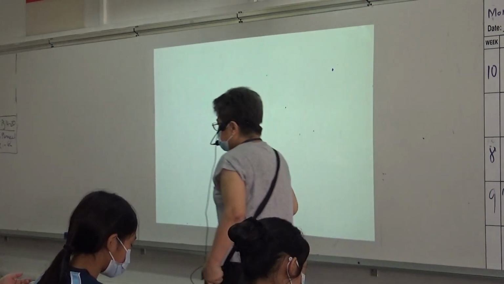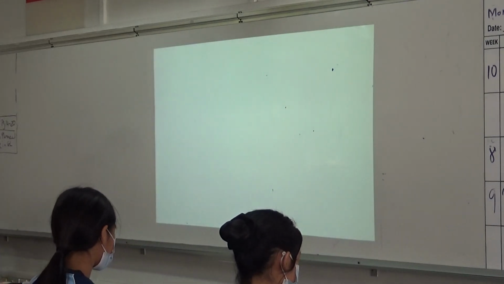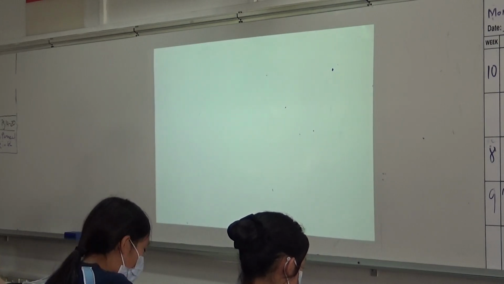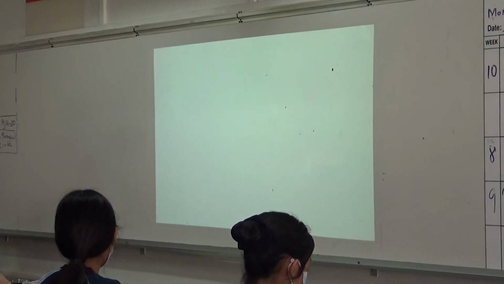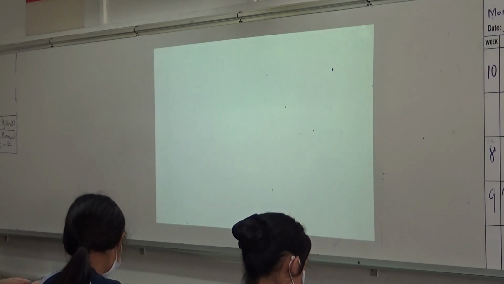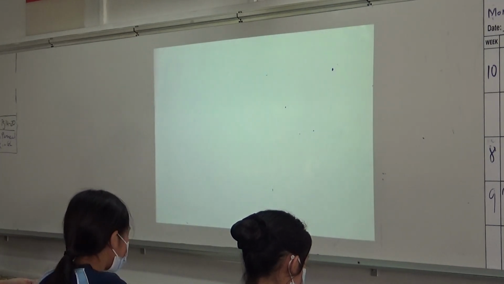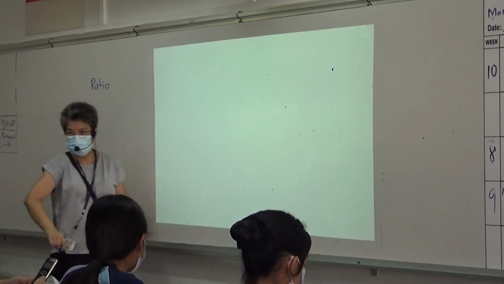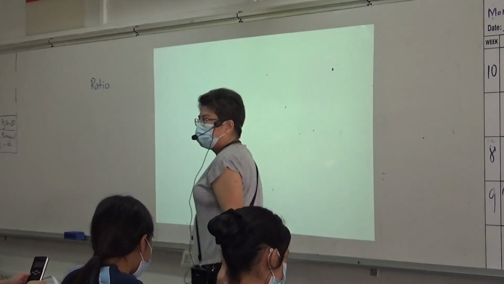Alright, now. Can we all turn to page 36? All of you turn to page 36. I'm going to start the lesson now. We are going to talk about something called ratio. I think you have done ratio in your primary school. Now, all of you look up.